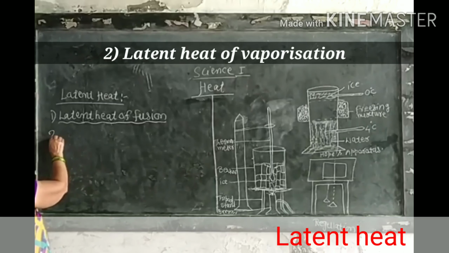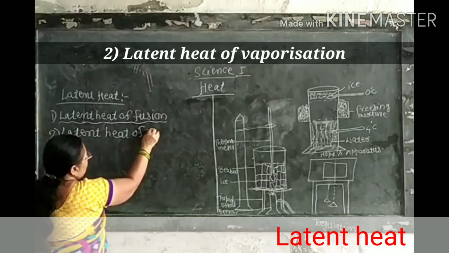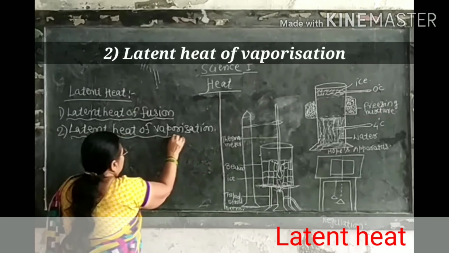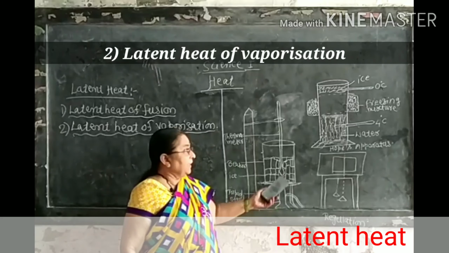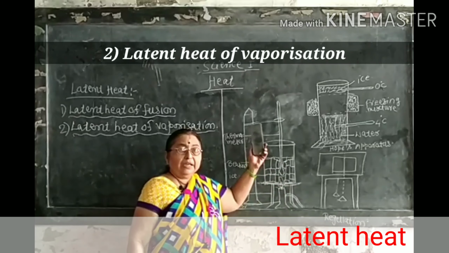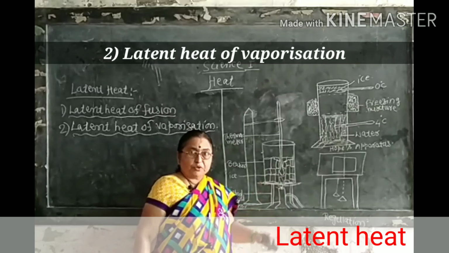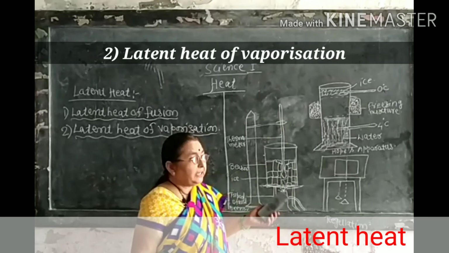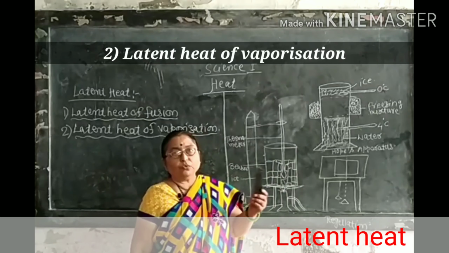Now, second is latent heat of vaporization. The second part of this experiment was when the ice completely melts into water, then again the thermometer shows a steady temperature at 100 degrees Celsius until complete evaporation of that water. Means what is the latent heat of vaporization? It is the heat absorbed by a liquid substance to convert from liquid state into gaseous state. What is the actual definition of latent heat of vaporization? It is the heat absorbed by 1 gram of liquid substance to convert into gaseous state.